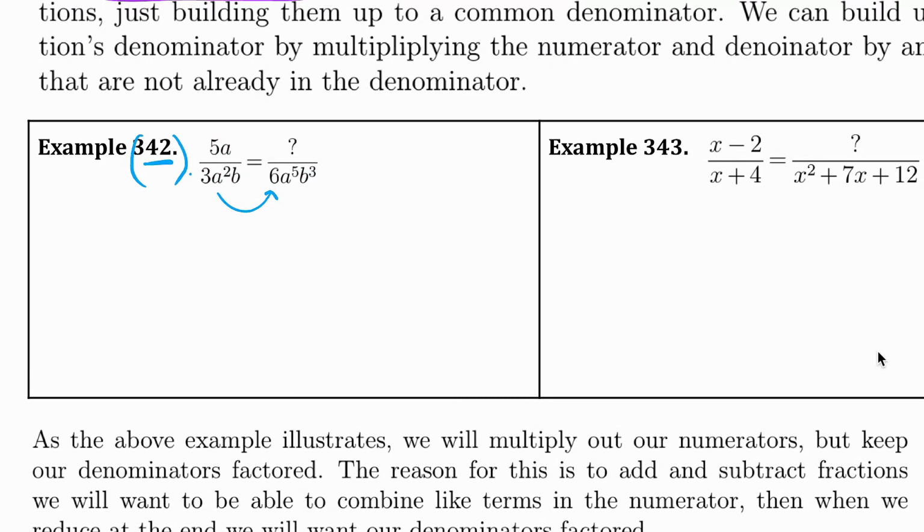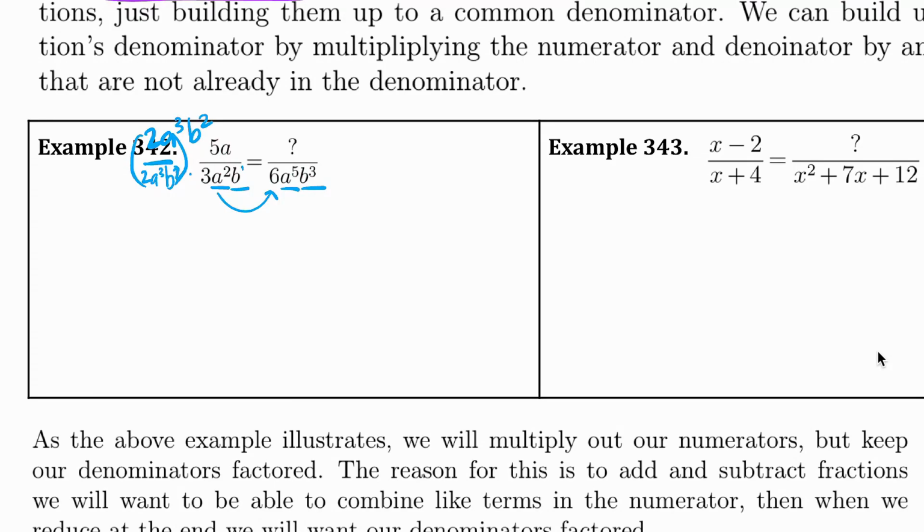Well, we multiplied our 3 times 2 to get 6. We started out with a squared. We got a to the 5th, so we multiplied it by a to the 3rd. We started out with b to the 1st. We ended up with b to the 3rd, so we multiplied it by b cubed. Sorry, I kind of ran out of room here. So whatever we multiply the bottom by, we're going to do the same thing to the top: 2a cubed b squared.